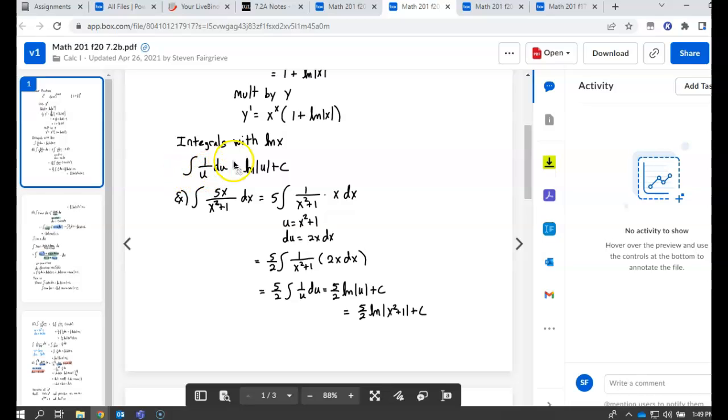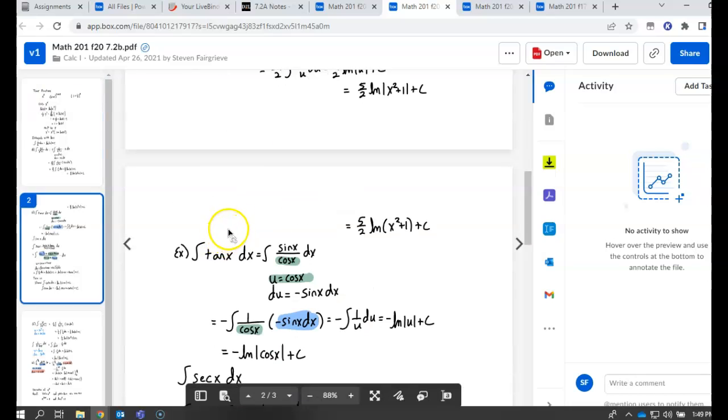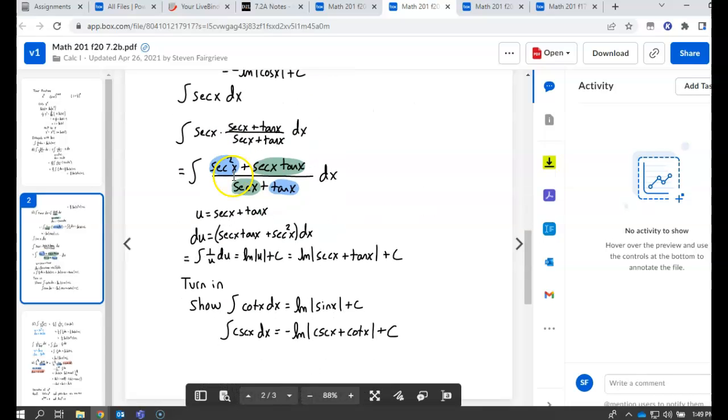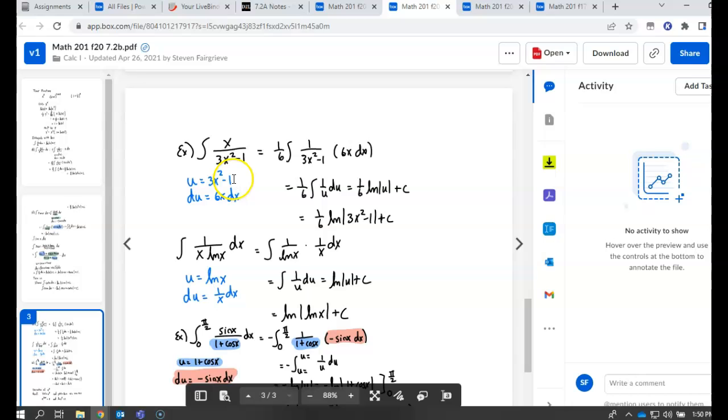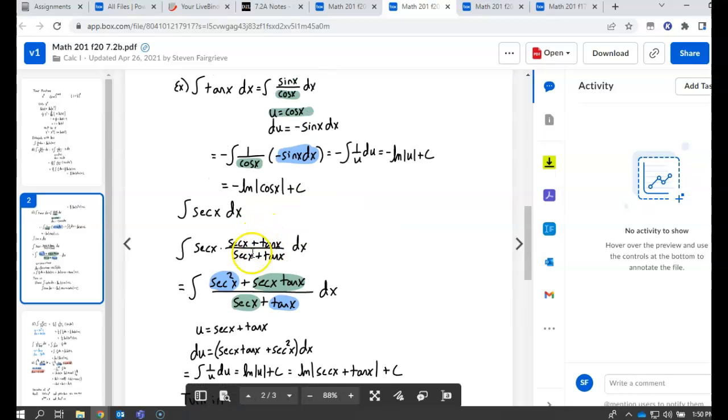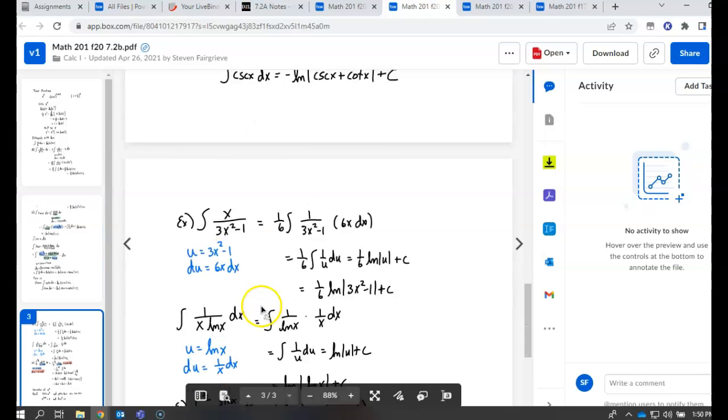Remember, 1 over u du is ln absolute value. So a lot of these involve using our substitution process, recognizing what u is and accounting for du so that we can carry the substitution through. So in particular, this is where we developed our rules for integral of tangent, integral of secant, integral of cotangent and cosecant, using the trig definition, and then some little tricks, of course, with secant and cosecant.